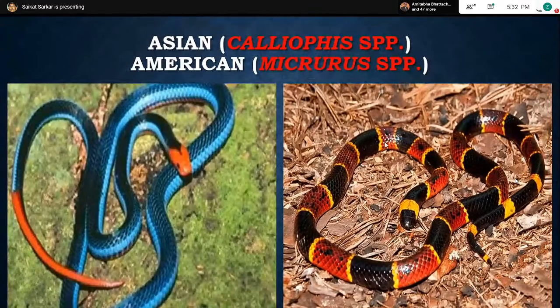You won't find Micruroides here in Asia, and Calliophis in America. So this is Asian genus. This is American genus. This is the long-glanded snake that I discussed just a few minutes back. And these are American coral snakes, that is Micruroides.